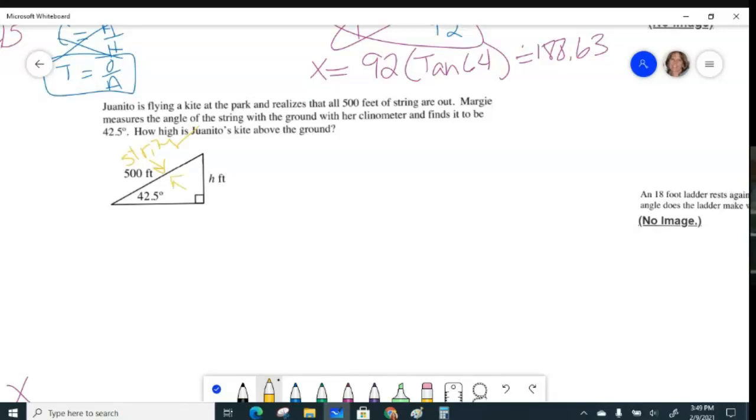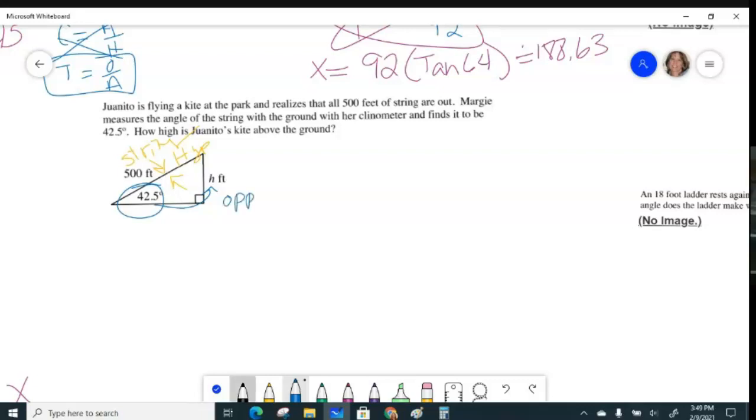And so that's also going to be our hypotenuse. Okay, and then we want to also determine, and of course they found the angle measure, how high the kite is off the ground. So again, from the 42.5, we have the opposite side.